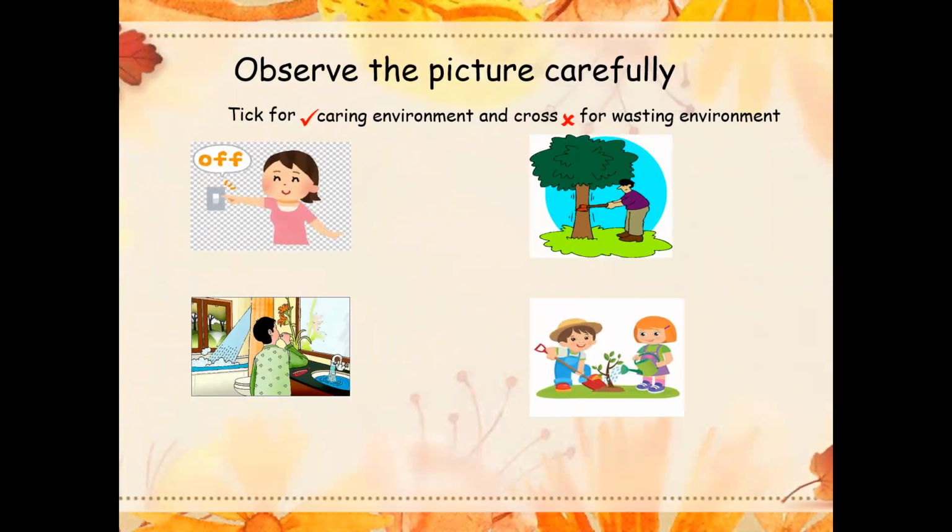Observe the pictures carefully. Tick for the caring environment and cross for the wasting environment. The first picture, turning off the light when you do not need it. Is it caring for the environment or wasting? Yes, it is caring for the environment, so we have to put a tick. The second picture, a man is cutting down the tree. Is it caring for the environment or is it wasting the environment? It is wasting the environment.